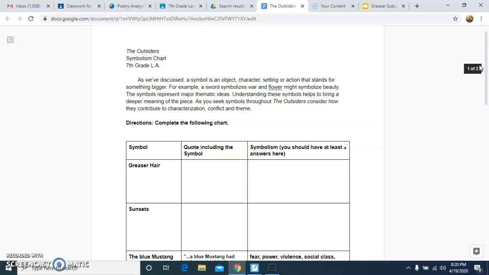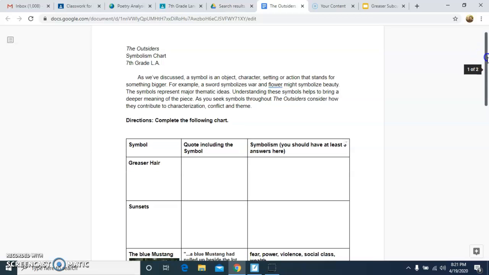One of the things that makes The Outsiders such a great story, besides the fact that it's a great story, is S.E. Hinton's use of symbols throughout The Outsiders. So we want to consider how they are contributing to the characters, to the conflict, and to the theme. We've already kind of done this with the characters, where we're looking at the characters as symbols. Now we want to look for the obvious symbols, the objects, the settings, etc., that S.E. Hinton is using. So what I've given you is this document.